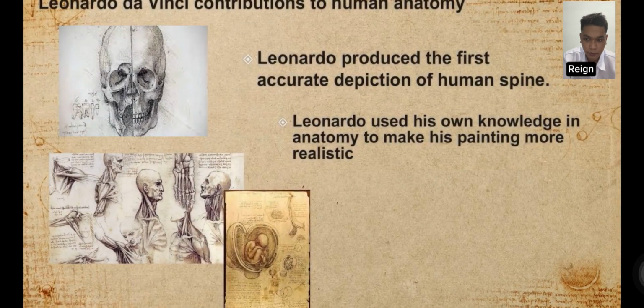Here are some contributions of Leonardo da Vinci to human anatomy. He produced the first accurate depiction of human spine. He used his own knowledge in anatomy to make his painting more realistic. He dissected more than 30 human corpses, exploring every aspect of anatomy and physiology.